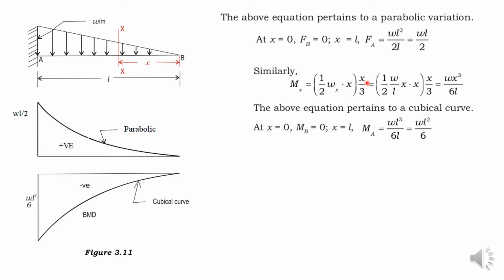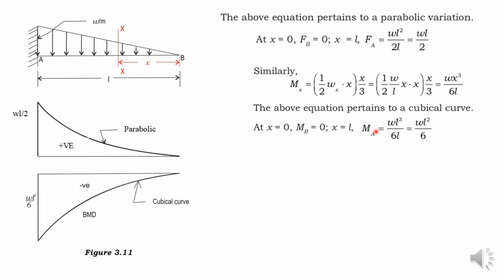In order to take the bending moment about this section line, just multiply the equivalent point load by the distance from the section line. Then replace this W_h as W L by H, simplify the equation, and you will get W H cubed divided by 6L. Since this equation has a power of 3, we can say it is a cubical curve. That means the variation will be a cubical curve.